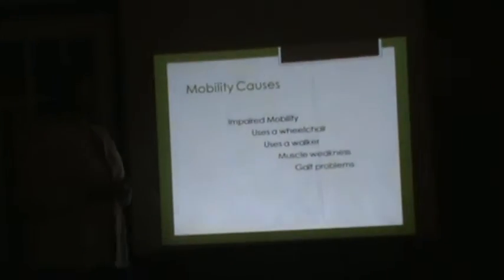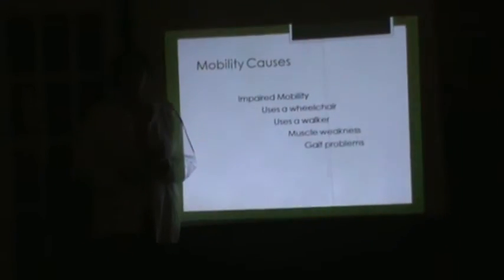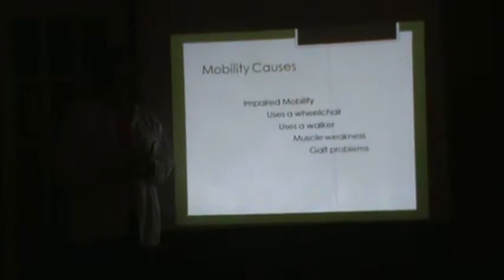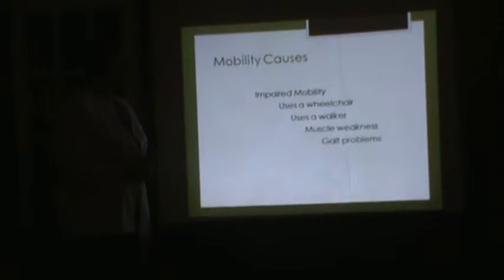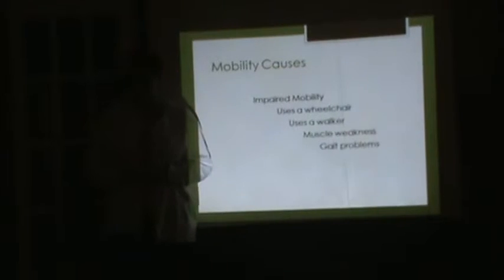Mobility causes of falls, like impaired mobility, meaning that you may fall because you're not able to walk the way you used to walk. You may be weak. You use a wheelchair, a walker. Muscle weakness or gait problems may be a reason that you may have a fall.